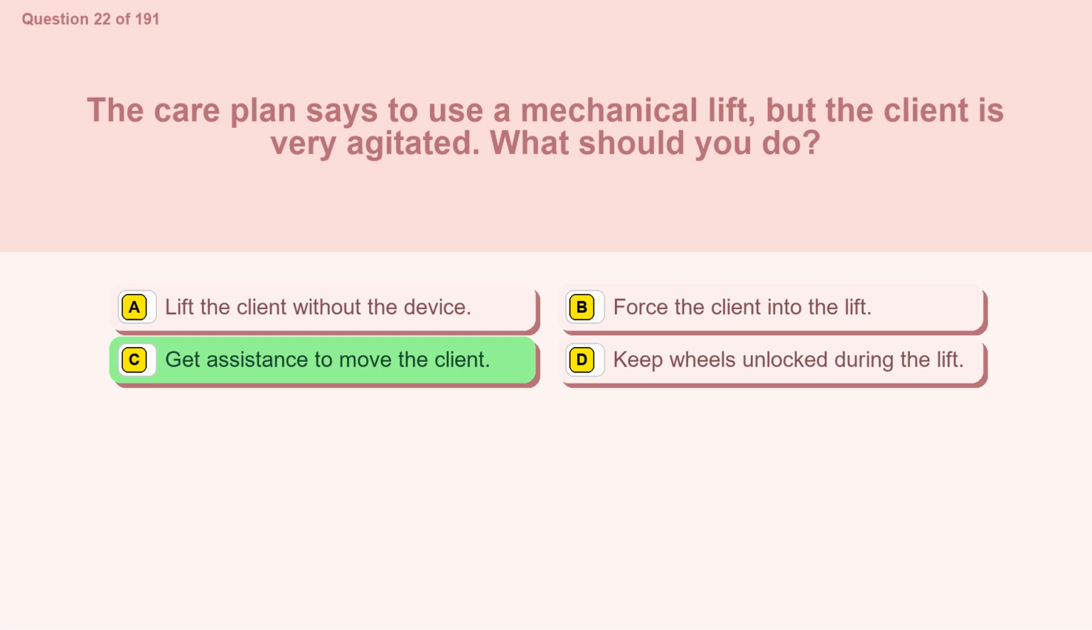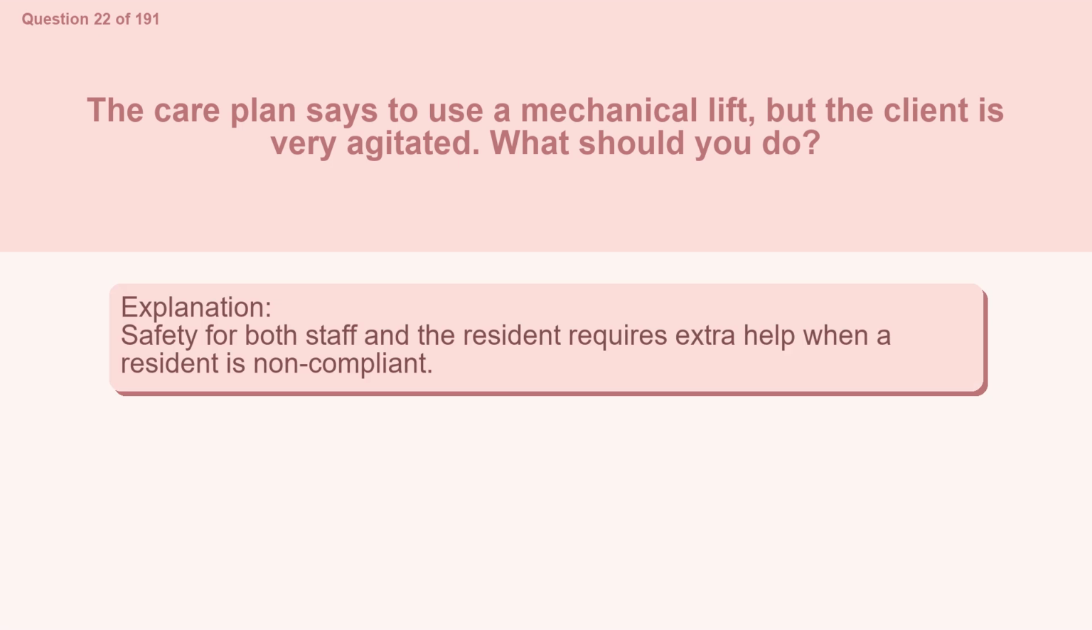The correct answer is option C. Get assistance to move the client. Safety for both staff and the resident requires extra help when a resident is non-compliant.